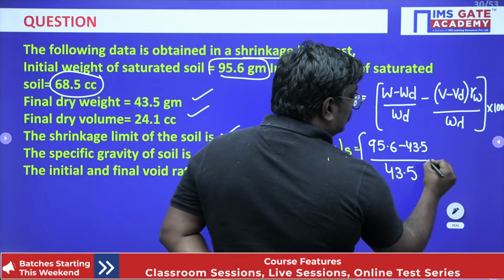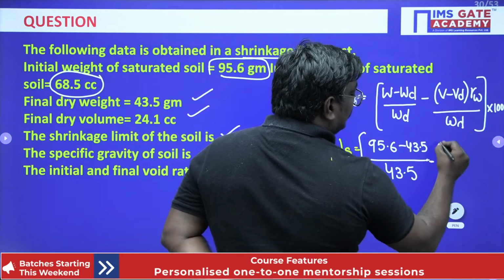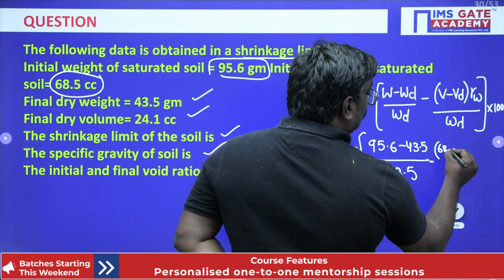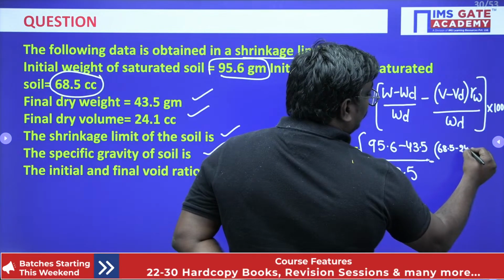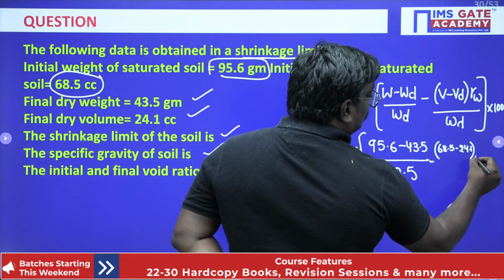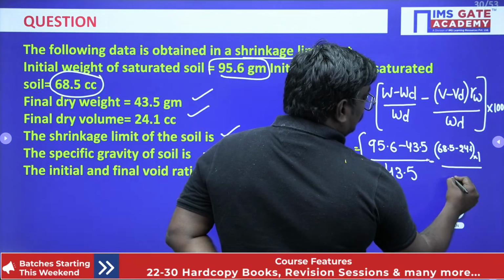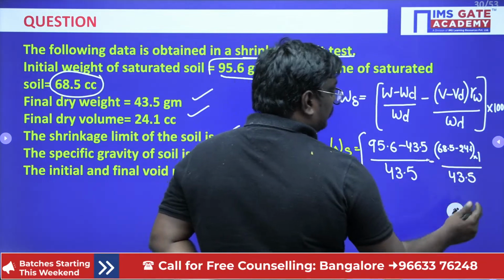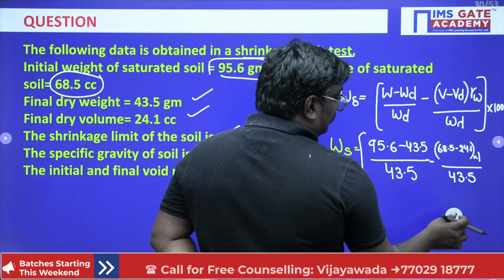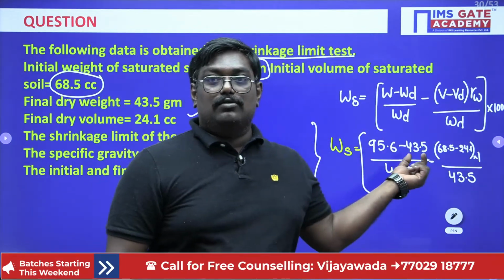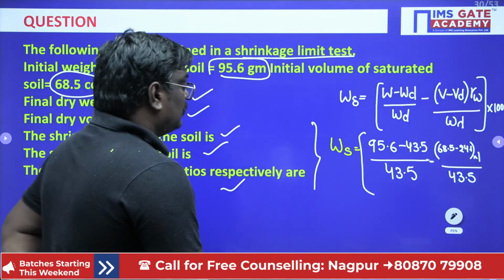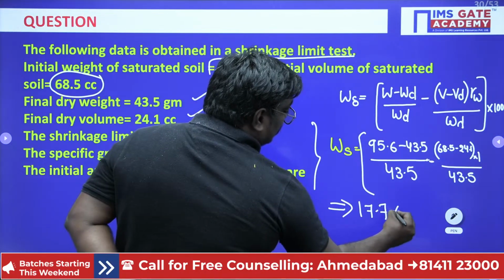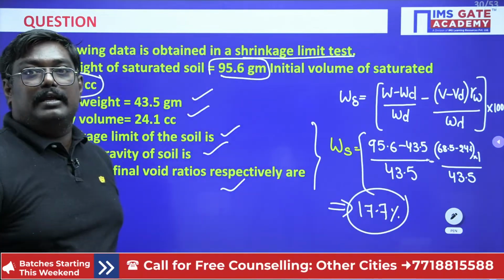One second, I will write it here. This minus of V is how much? Total V is 68.5 minus 24.1, into gamma W which is 1, divided by Wd which is 43.5. What is this value? Multiply with 100. Srujana, can you tell me what is this value? Very good. What is the value? Shrinkage limit is given as 17.7%. Clear? Any doubts in this?